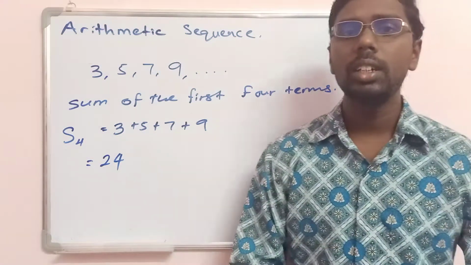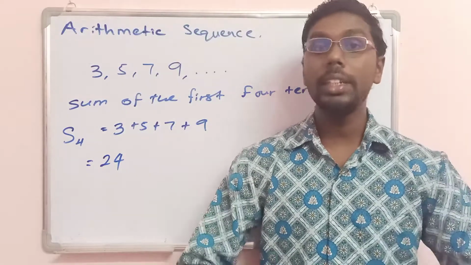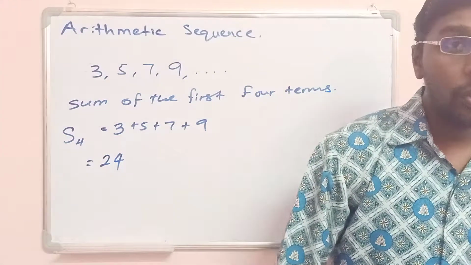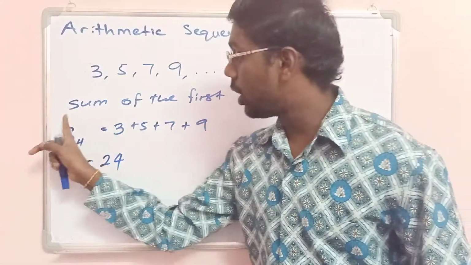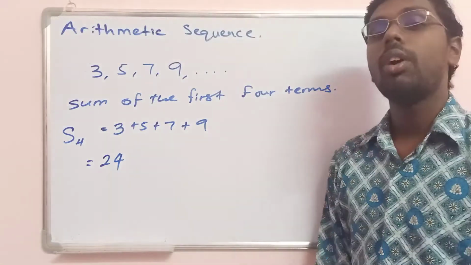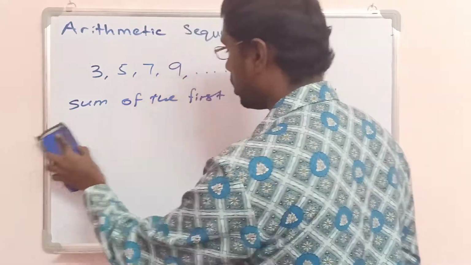What happens if it is a huge number? For example, the sum of the first 10 terms, or first 20 terms, or first 30 terms. It's quite difficult for us to use this kind of method. So we will use a formula. Let me introduce you to the formula.